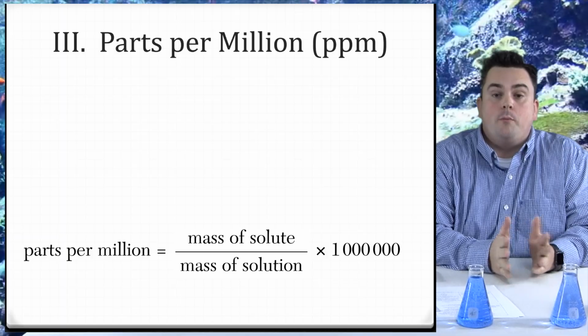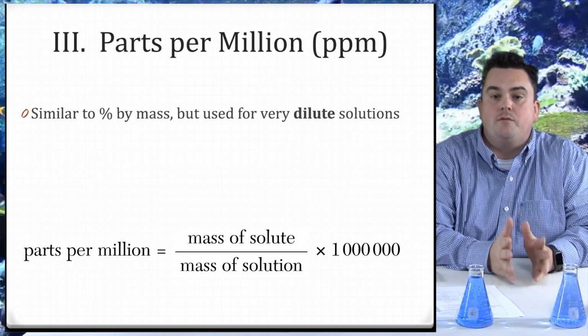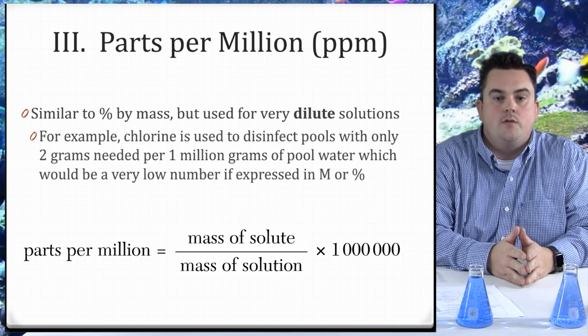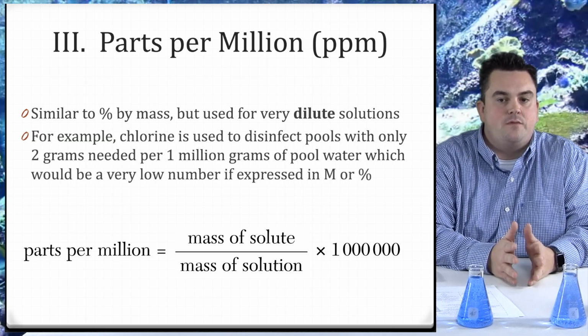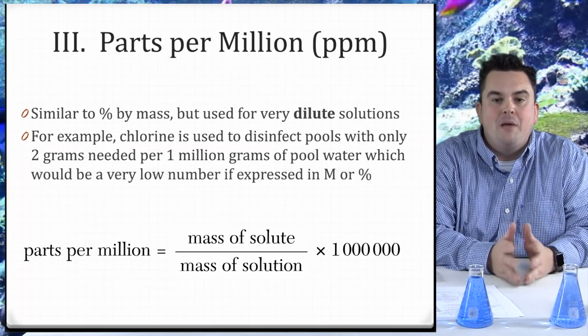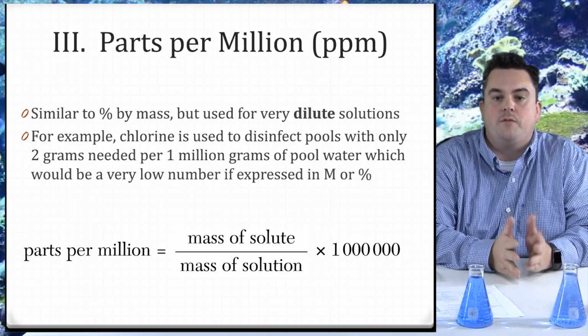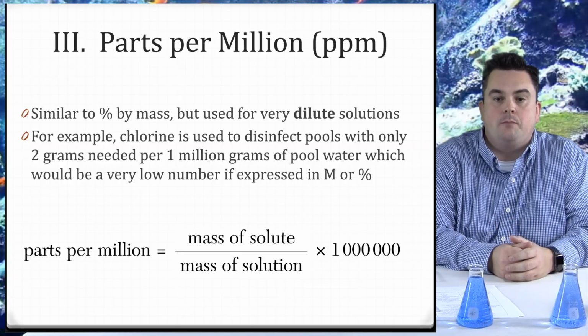Parts per million, or abbreviated ppm. It's similar to percent by mass, but it's used for very dilute solutions. For example, chlorine is used to disinfect pools with only 2 grams needed per 1 million grams of pool water, which would be a very low number if expressed in molarity or percent by mass.